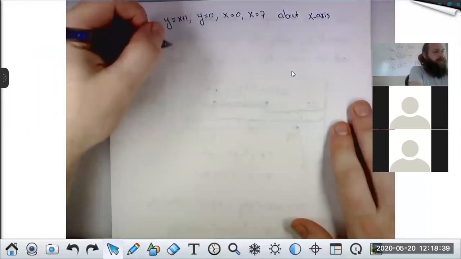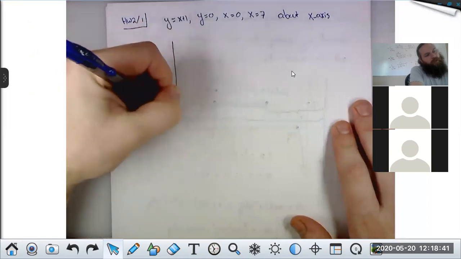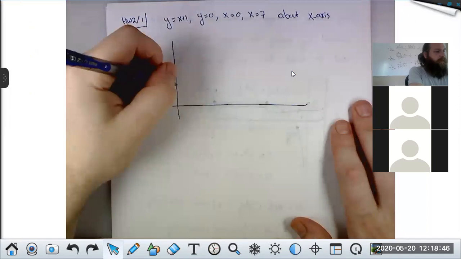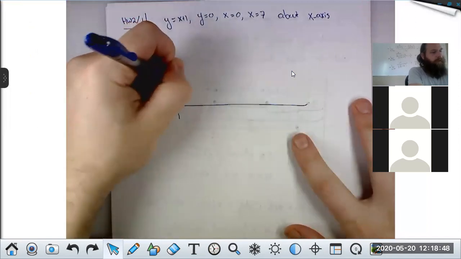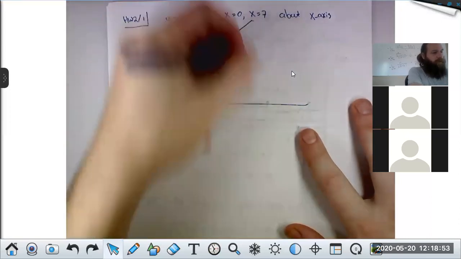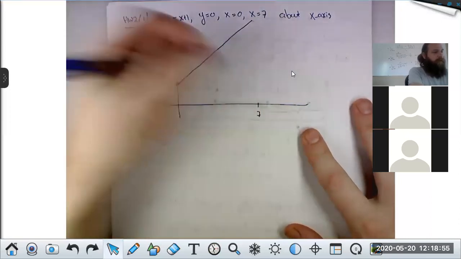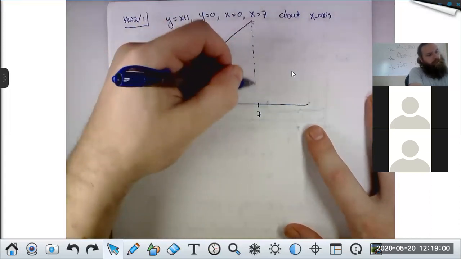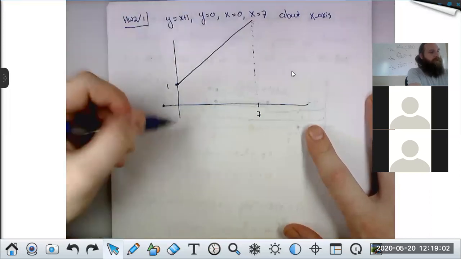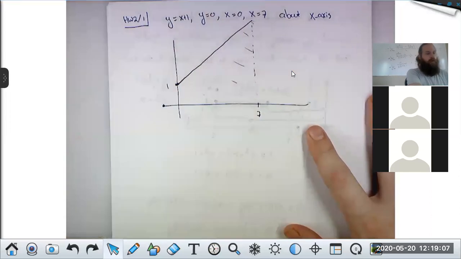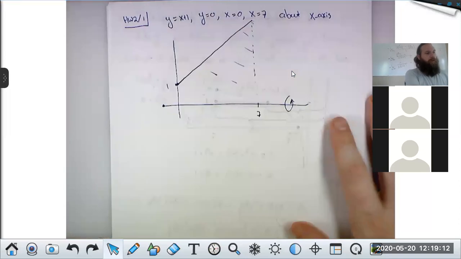So let's sketch this. Y equals x plus 1 is a line with y-intercept 1 and slope 1. Let's call this x equals 7 because I'm out of space. So here is my region, right? X equals 0, that's the y-axis. Y equals 0, that's the x-axis. So this is my region. And I want to rotate it around like this.